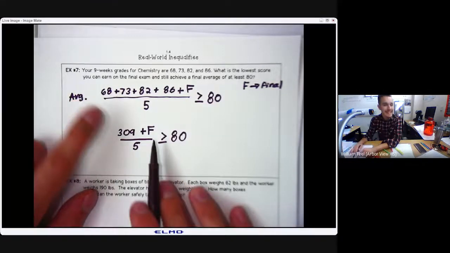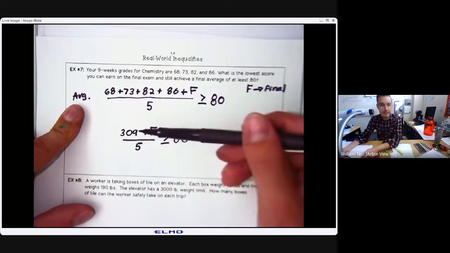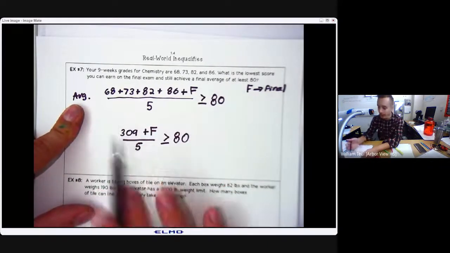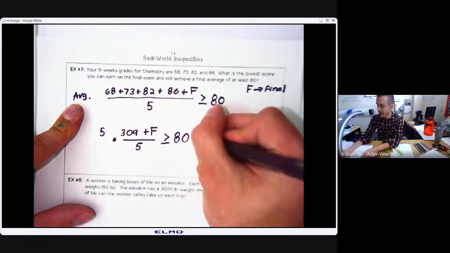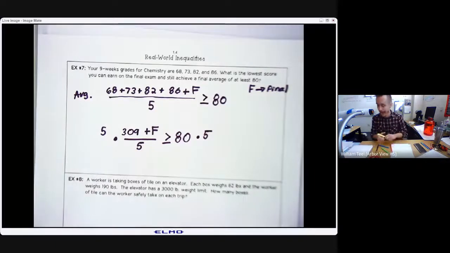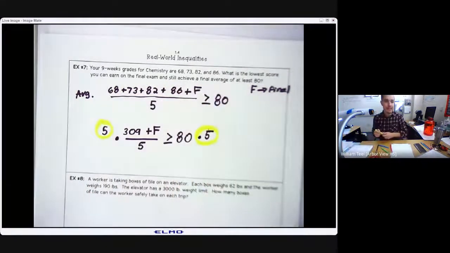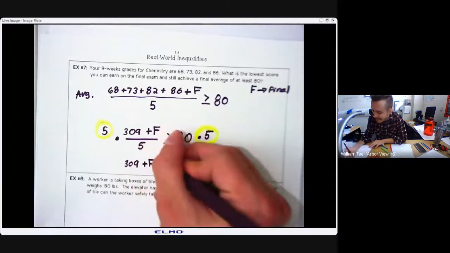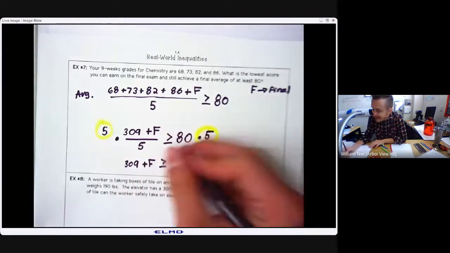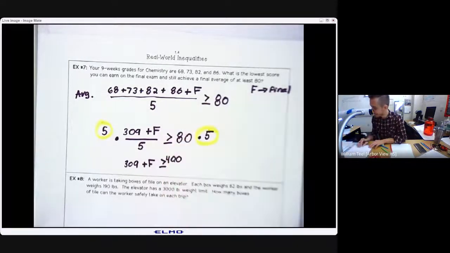Now, in order to get this variable by itself, I'm going to have to get rid of this fraction. I always get rid of fractions by multiplying by the reciprocal. So I'm going to multiply this side by 5, and I'm also going to multiply this side by 5. Okay? So these 5s are going to cancel out. I'm just going to have 309 plus F has to be greater than or equal to 80 times 5. 80 times 5 is going to be 400.